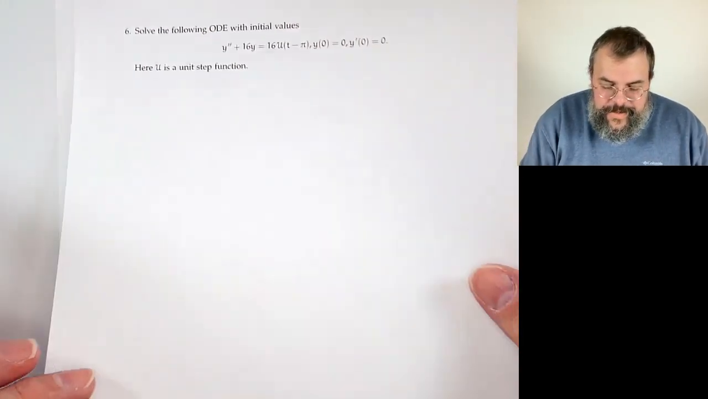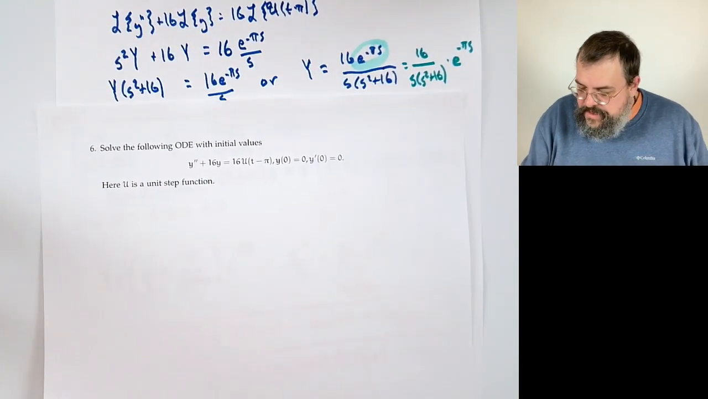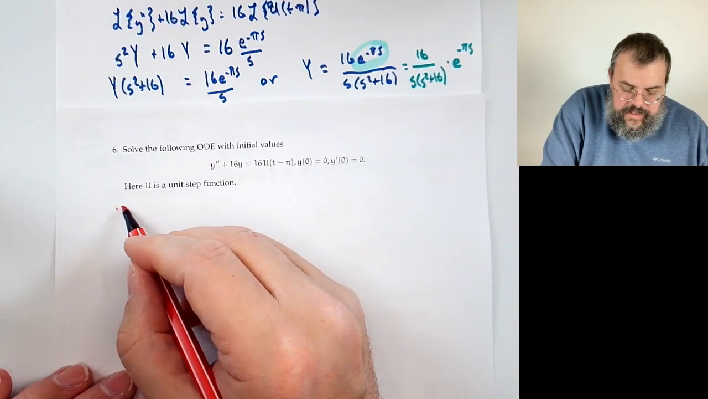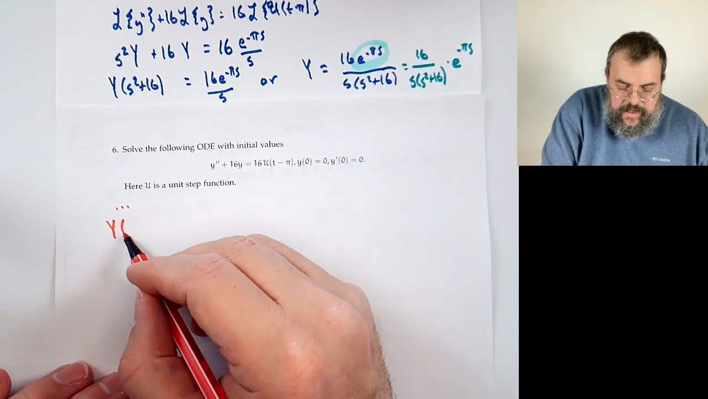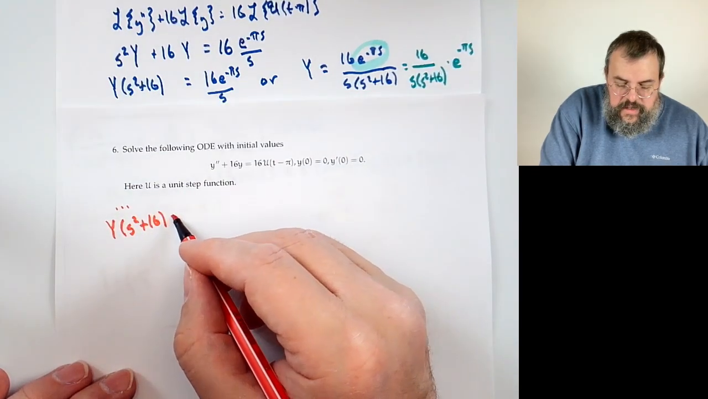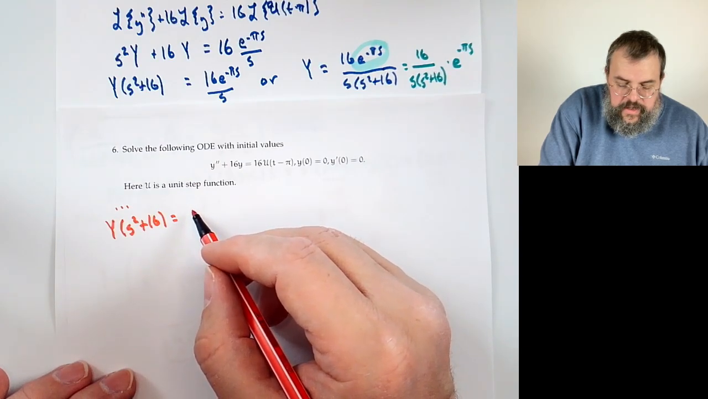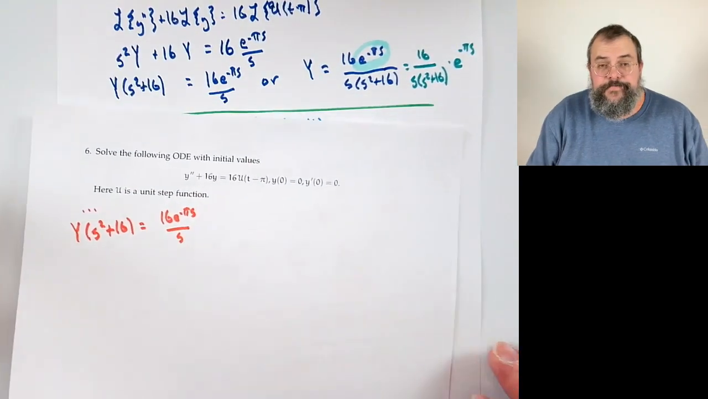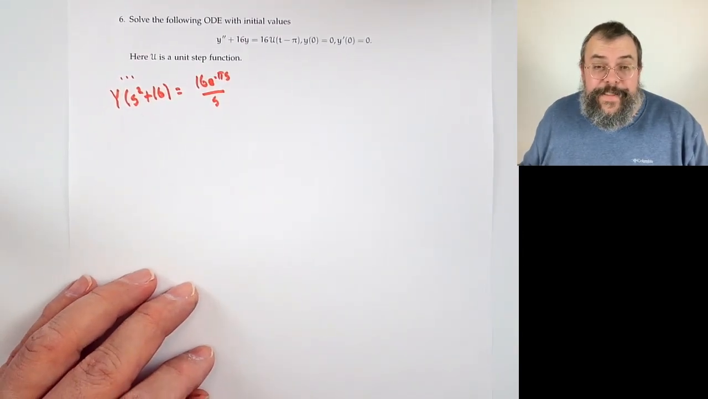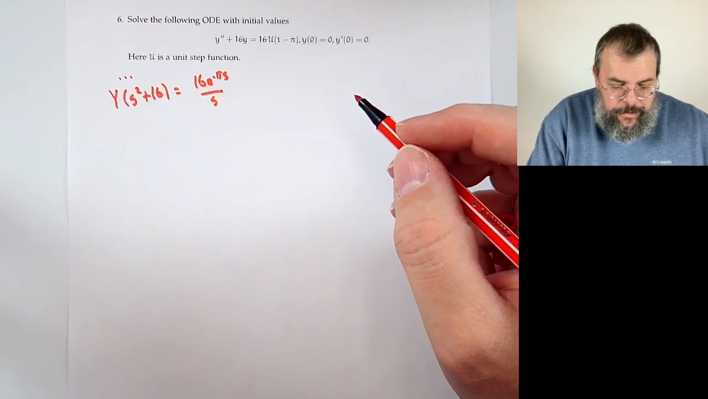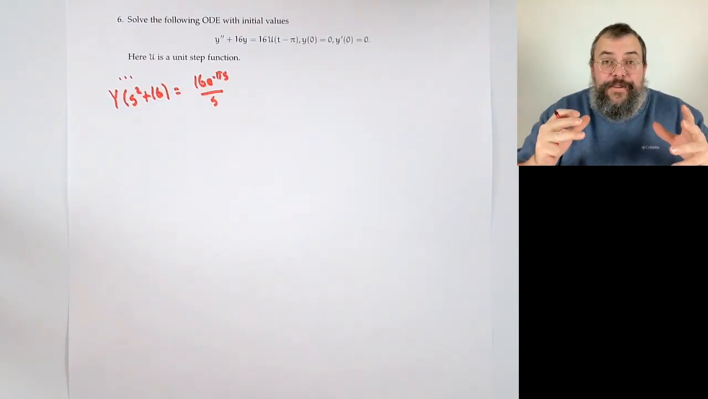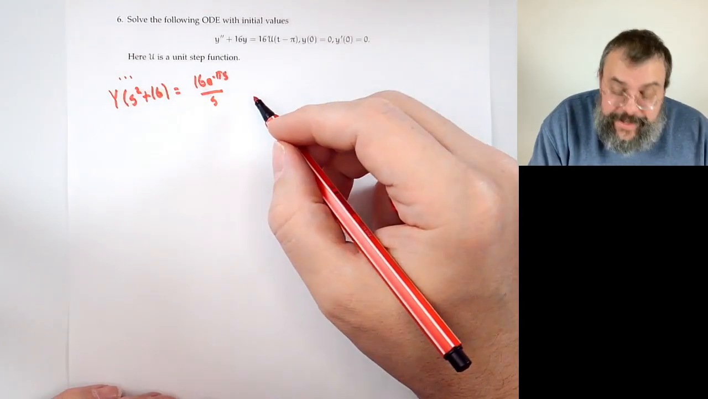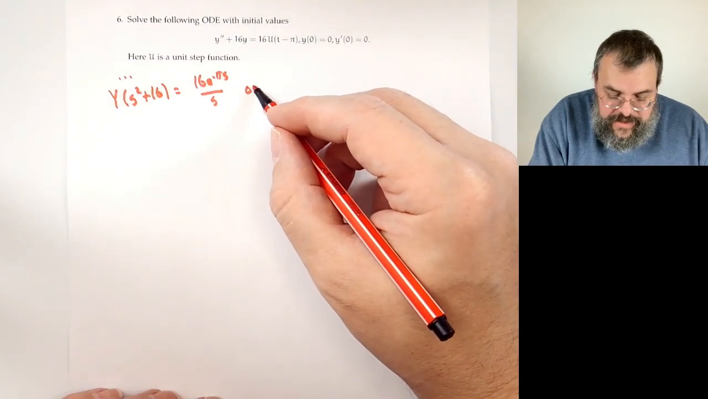Same problem, and I'm just going to say, let's suppose we got to our point. I'm just going to say, okay, dot, dot, dot, and we get to y times s squared plus 16 is equal to 16 e to the minus pi s over s. Okay, so let's suppose we got that far. Well, what we can do is we can pull out Duhamel's principle. You're like, what? We could? Yes, we could. And some people actually did. And so let's actually see what happens.